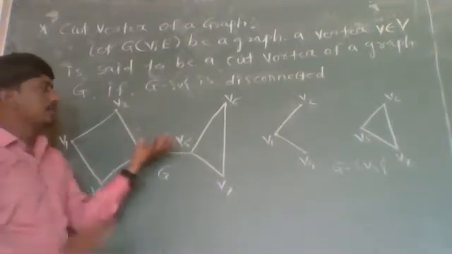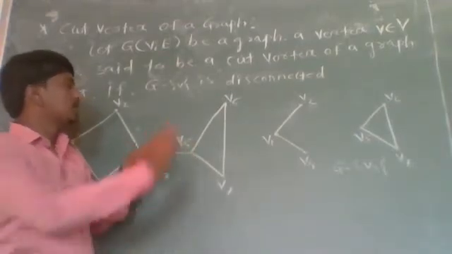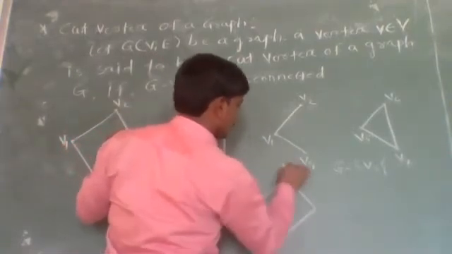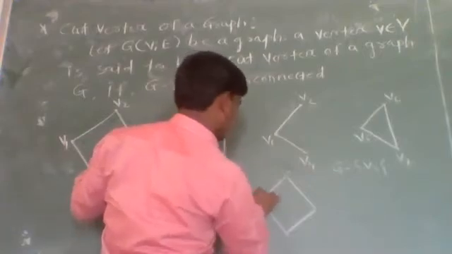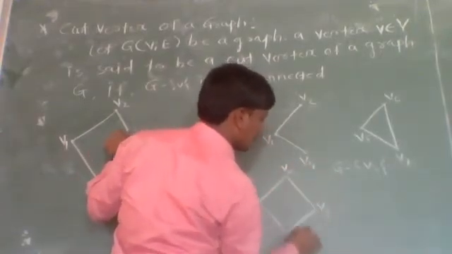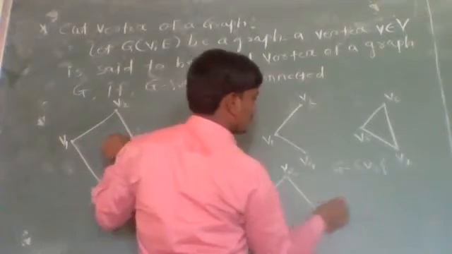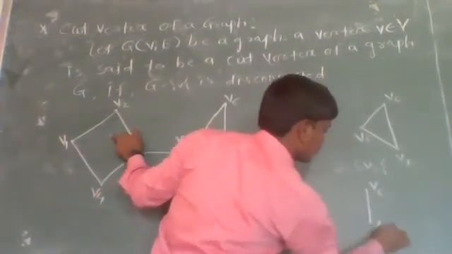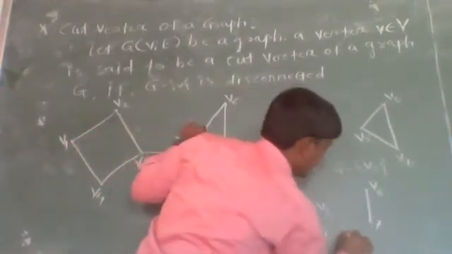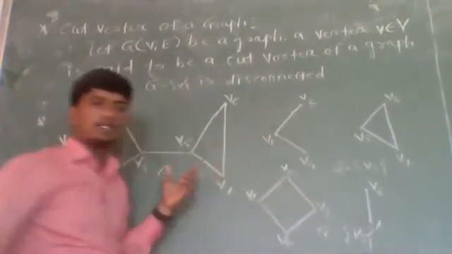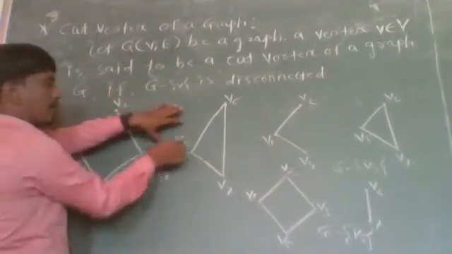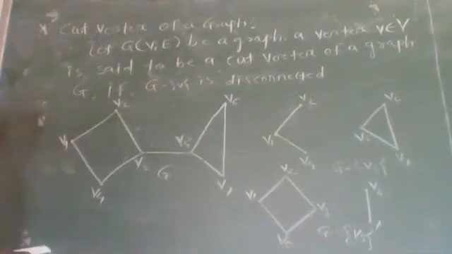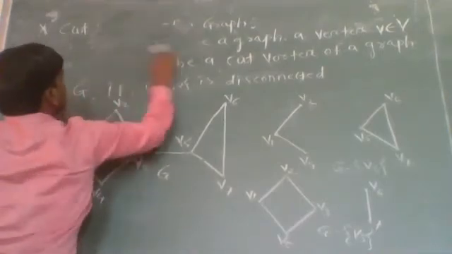Similarly, if we remove vertex V5 from graph G, then we get this one, the G minus V5. From this we conclude that V3 and V5 are the two cut vertices for graph G. Now let us see what a cut set of a graph G is.